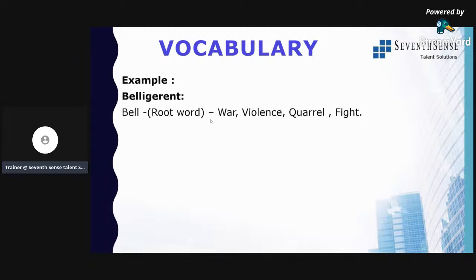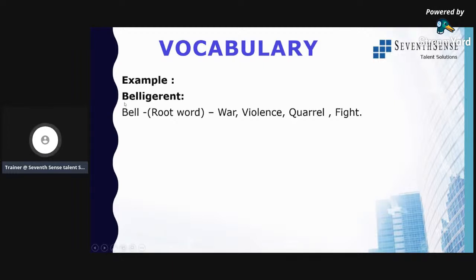Okay. See the word belligerent. In that, what is the root word? The root word is bell. What does bell indicate? In such cases, if a word is difficult and you haven't heard such words before, try to analyze it with the root word, prefix and suffix. If you know some root words, some prefixes and suffixes, then definitely you are going to find the meaning of the unknown word, right?